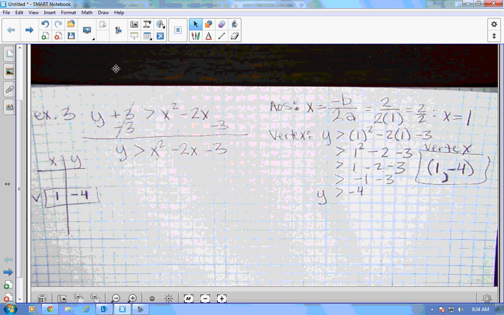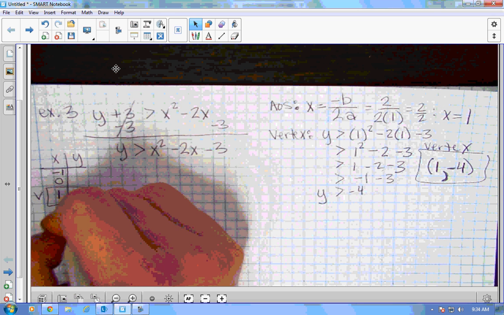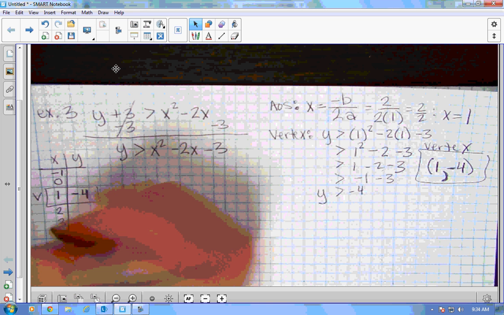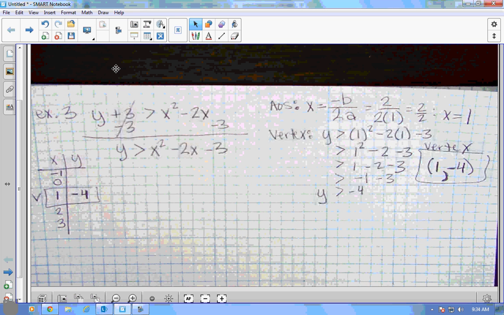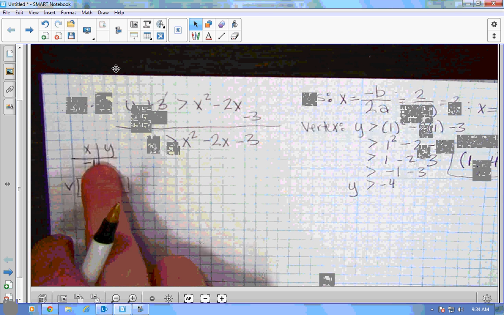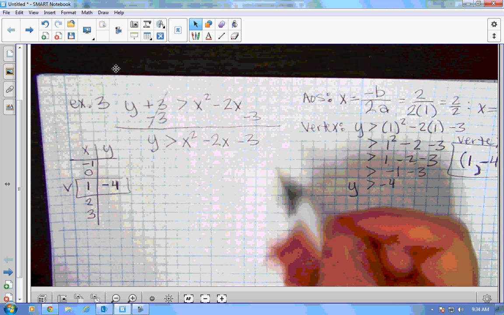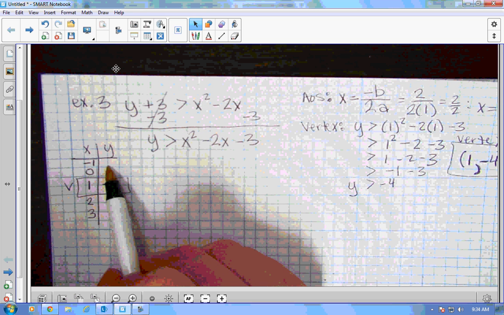Okay, now again we need to pick a couple points smaller, 0 and negative 1, and a couple points bigger, 2 and 3. We can plug in each of them into our quadratic. We really only need to plug in 2 because we can use symmetry around the vertex to get the other 2. So let's first plug in negative 1.